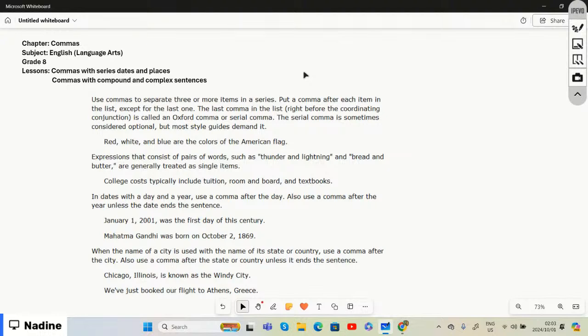And the lessons that we are going to be focusing on under the chapter of commas are commas with series, dates, and places, and commas with compound and complex sentences.